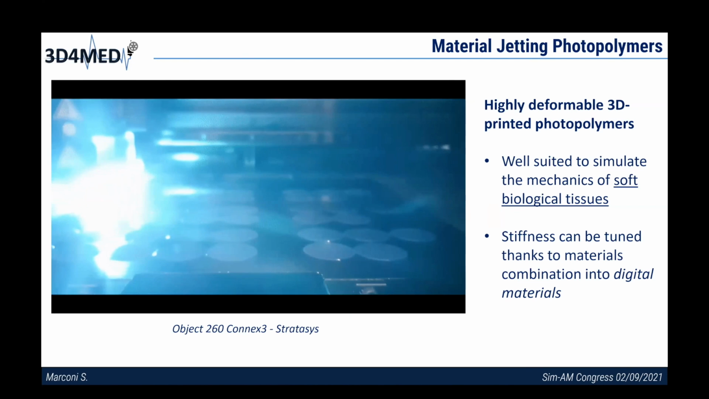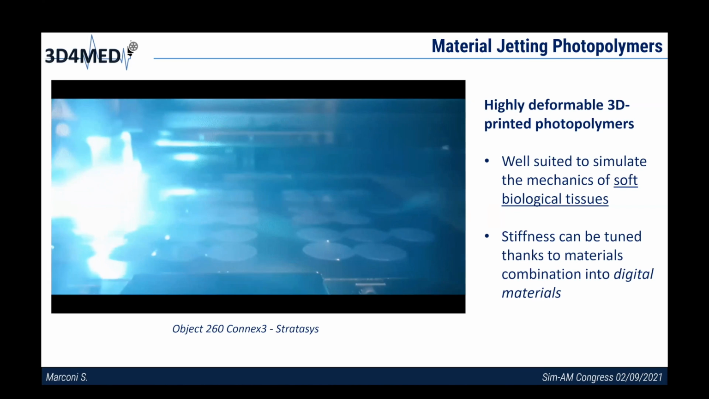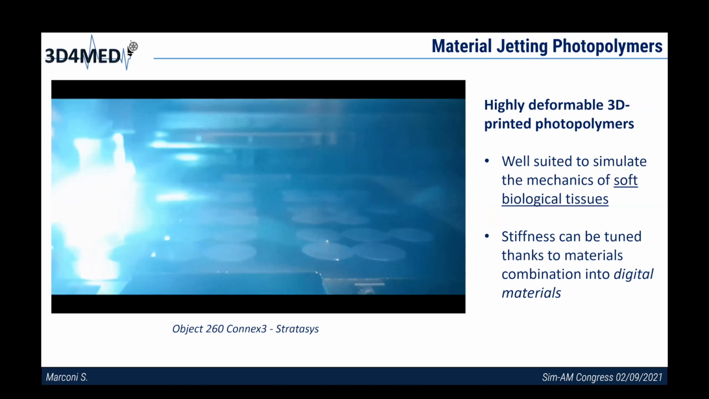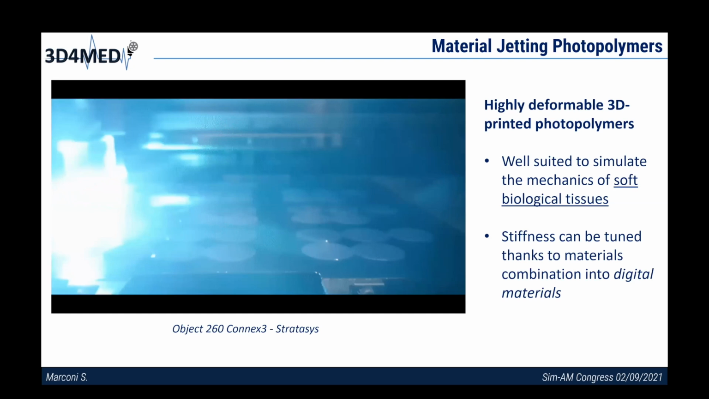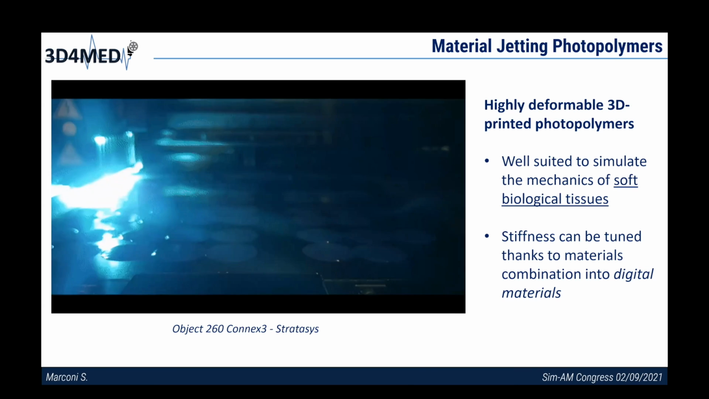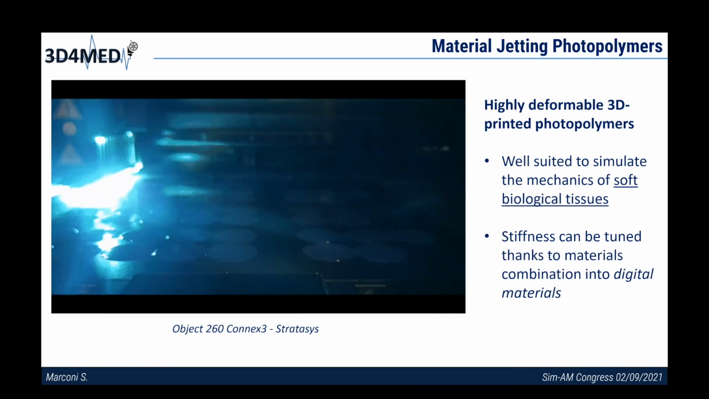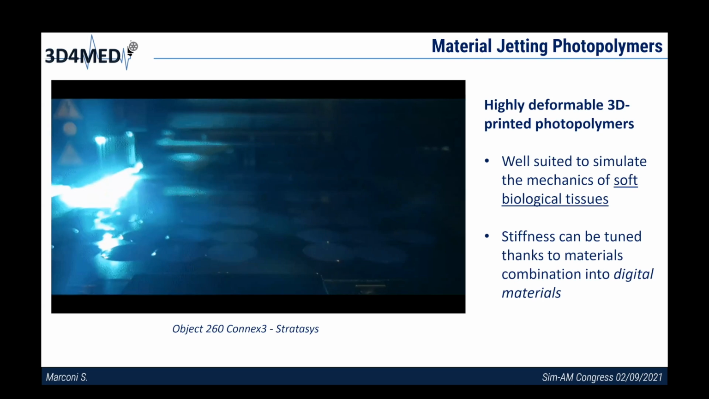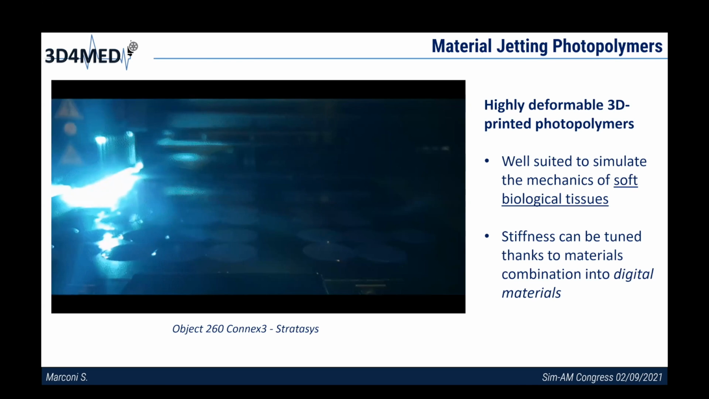So in this context, the most promising materials and technologies are photopolymers and material jetting. Photopolymers, because in this group of materials, we have highly deformable materials that are well suited to simulate the mechanics of soft biological tissues. And thanks to the material jetting approach, with those materials, we are also able to tune the stiffness thanks to the generation of the so-called digital materials.